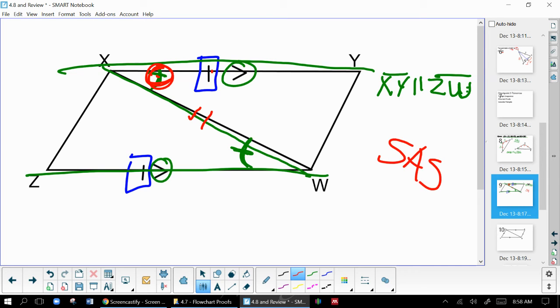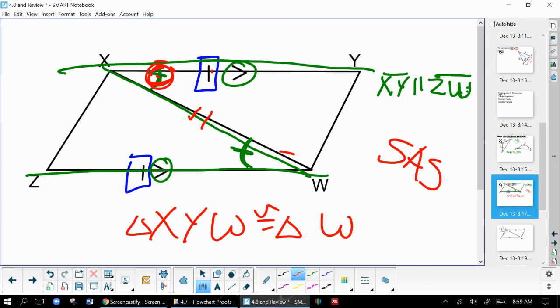You'll also have to look out for the fact that they kind of switch on you. So if I went XY, W, the angle X in this triangle matches up with angle W in this triangle. Y goes with Z, and then the angle W in this triangle actually matches up with the angle X. So they're kind of flip-flopped.